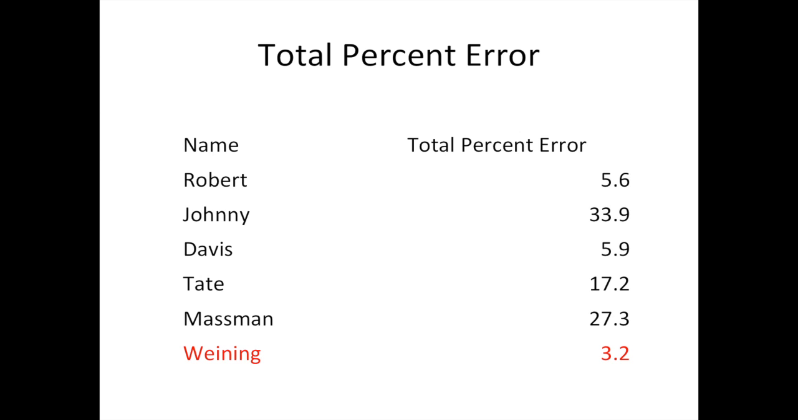Here you'll see we totaled up the percent error so you can see how far off everybody's voice was from the correct pitch. The closest is Waining with a total of 3.2% error, and from there it ranges up to 33.9 with Johnny finishing in last. So with this experiment we were able to find out how on pitch students were by using the oscilloscope.